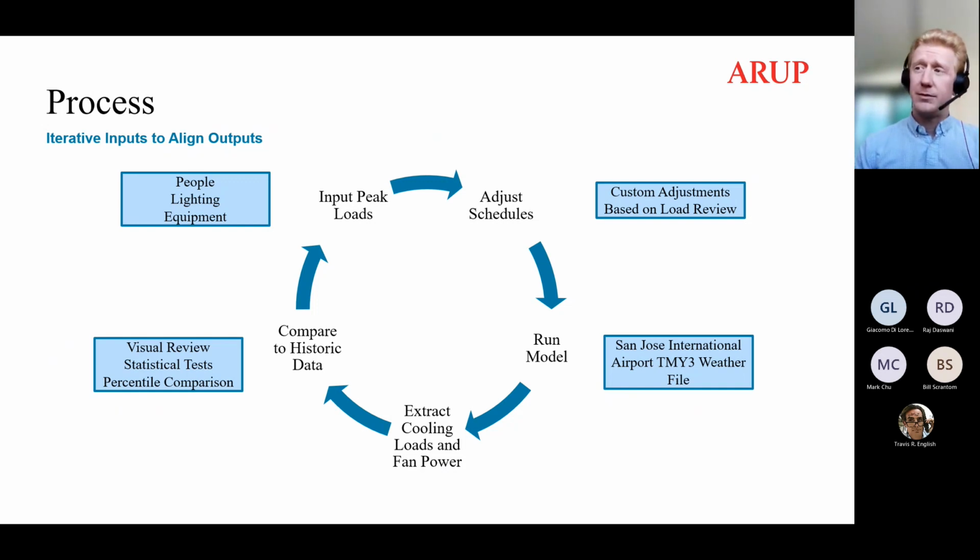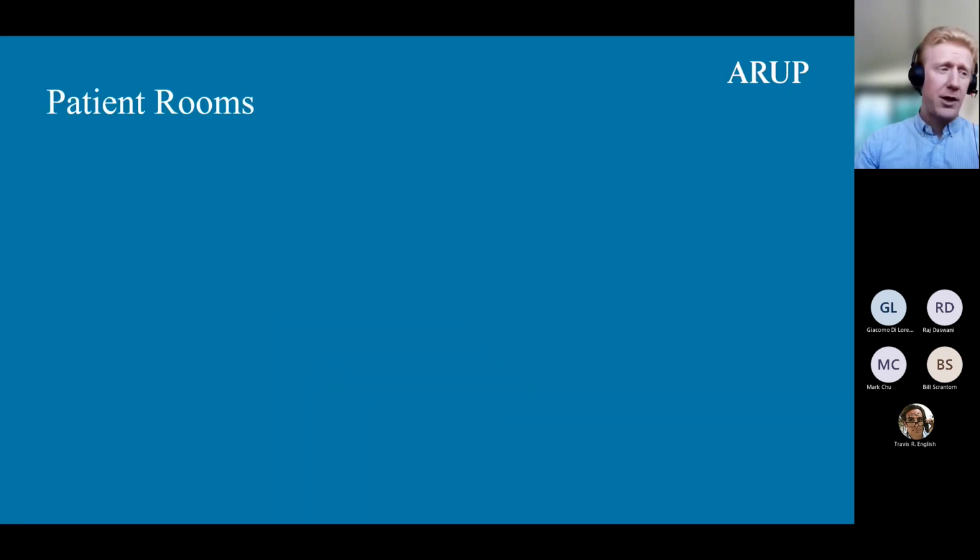And so now we'll go through each of those key room types in turn, starting first with patient rooms, which were the primary focus given both the volume of space in the hospital and the availability of data.